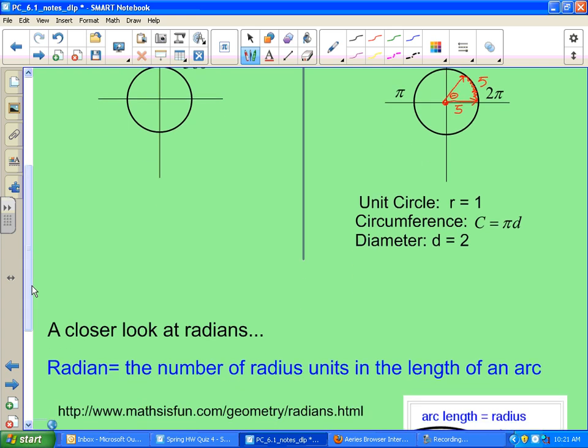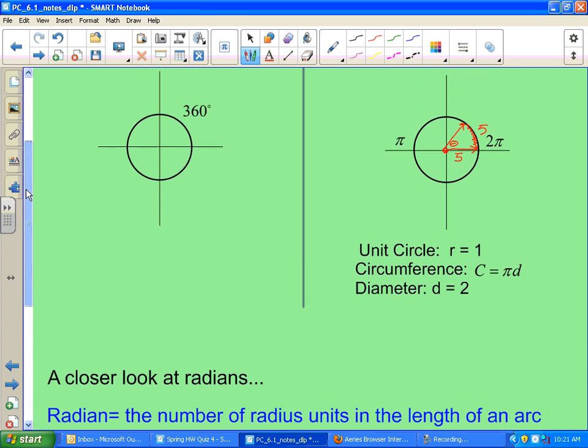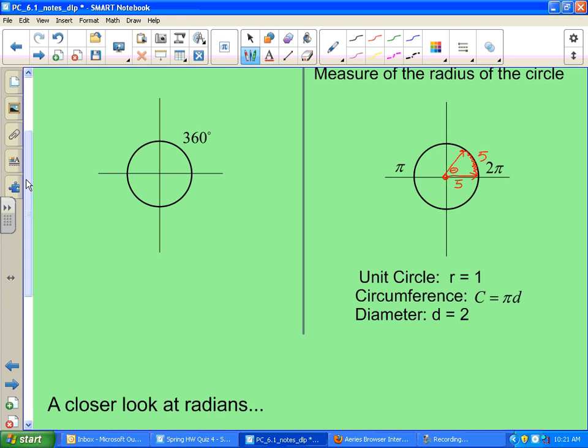But first, let's talk about this thing called the unit circle. We're going to be using this a lot. A unit circle has a radius of 1. And then, why do we need to know circumference? Because that relates to arc length. These distances along my circle, right?